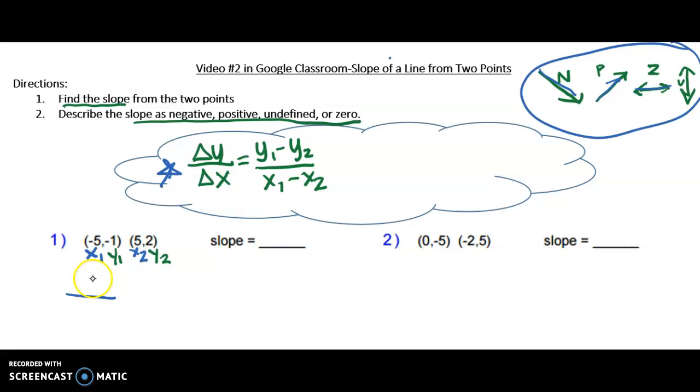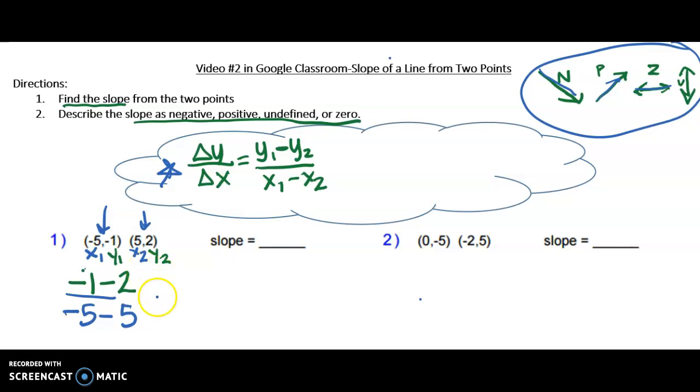So going in order, y1 is -1. And then from that, I'm going to subtract 2. I'm subtracting because the slope formula says to subtract. In the denominator, that's where I had my x's, so I'll have -5 minus 5. Again, going in order of the coordinates. So you'll notice that on the left here, I have my first coordinate, -1 and -5. And then on the right, I have that 5 and that 2.